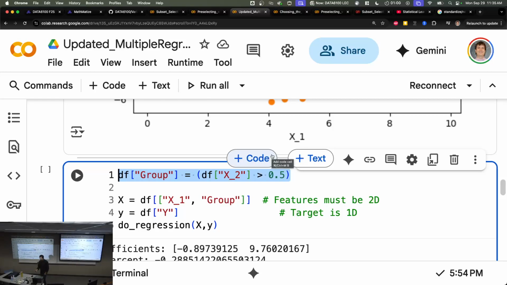If you're using a different sort of framework, you'll have a different thing. But in Python, you use square brackets to say I'm accessing something. And I said, let's make a new thing called the group, and that's just whether or not x2 is bigger than 0.5. So if it's bigger than 0.5, you'll have a 1 here. If it's smaller, you'll have a 0. Or maybe you'll have true and false. True and false are kind of like 1 and 0 in Python.